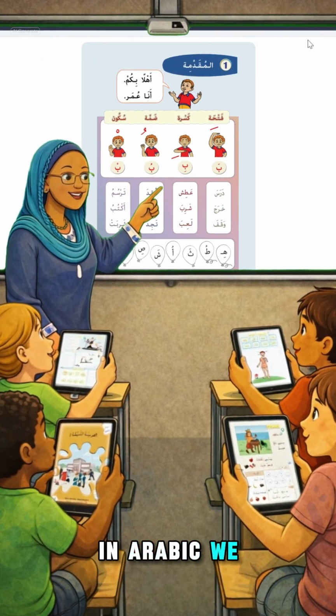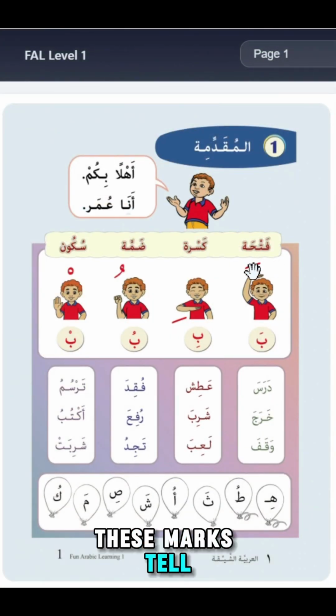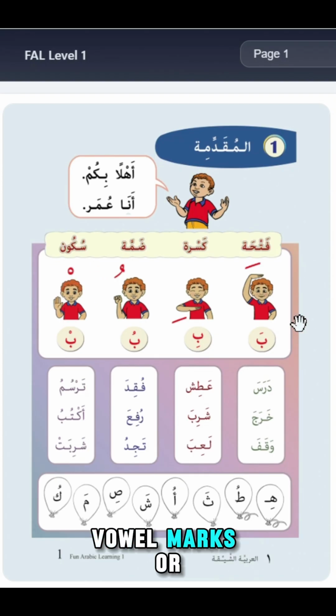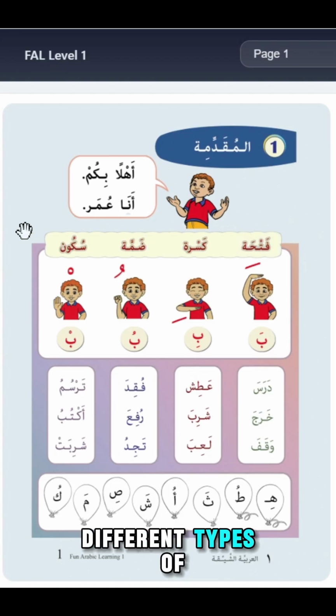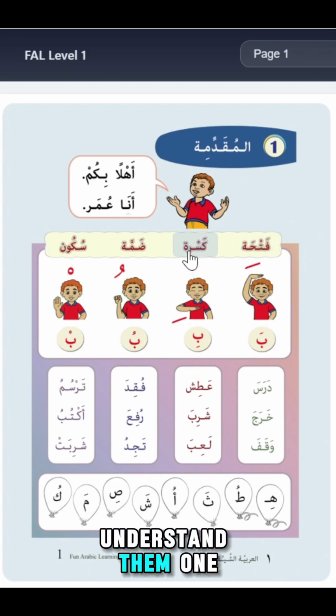In Arabic, we use very small marks on letters. These marks tell us how to pronounce the letter. We call them vowel marks or diacritics, or in Arabic, al-harakat. There are 4 different types of diacritics in Arabic. Now let's quickly understand them one by one.